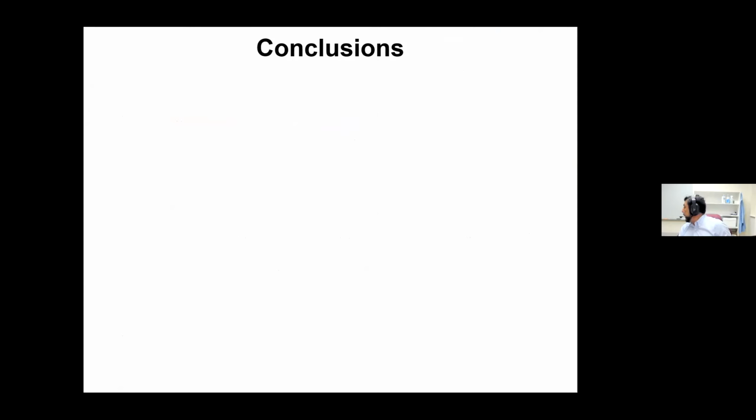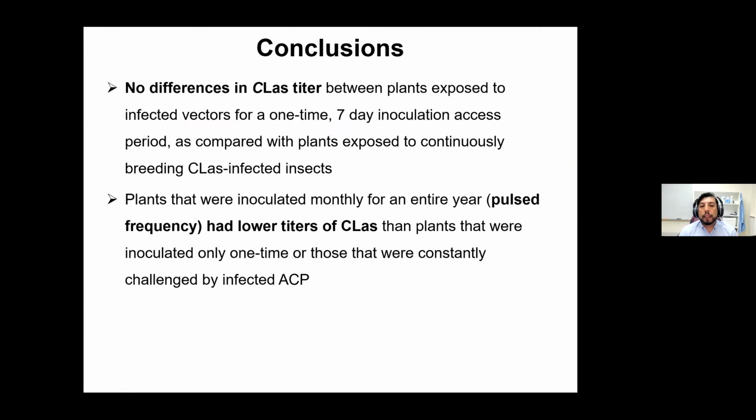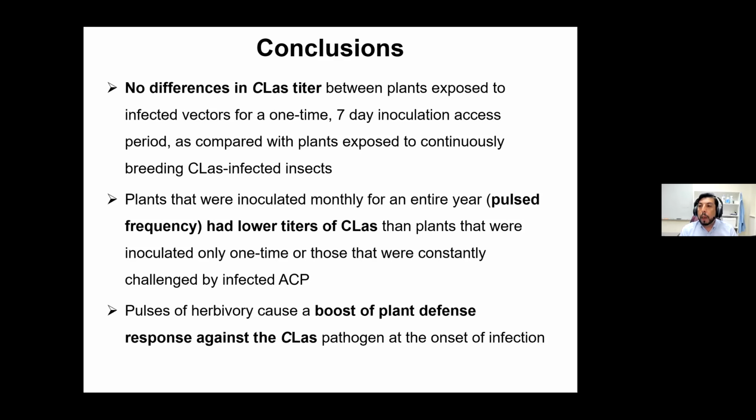So the conclusion of my study, I think I'm going to finish on time, is that there are no differences in silas titer between plants exposed to infected vectors one time as compared with plants exposed to continuously breeding silas-infected insects. The plants that were inoculated monthly for an entire year had the lowest titer of silas, compared to plants inoculated only one time, or those constantly challenged by infected ACP. The pulses of herbivory cause a boost in plant defense, but that is at the beginning, only during the first year of the study.